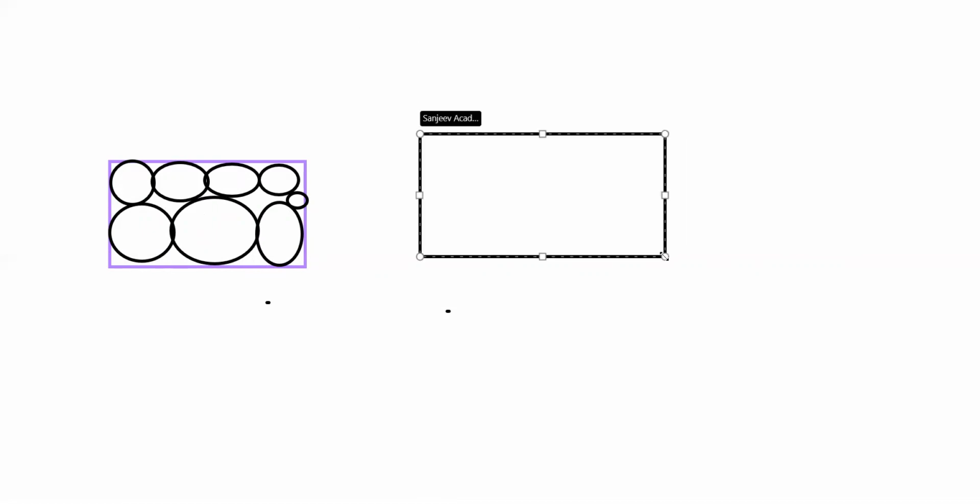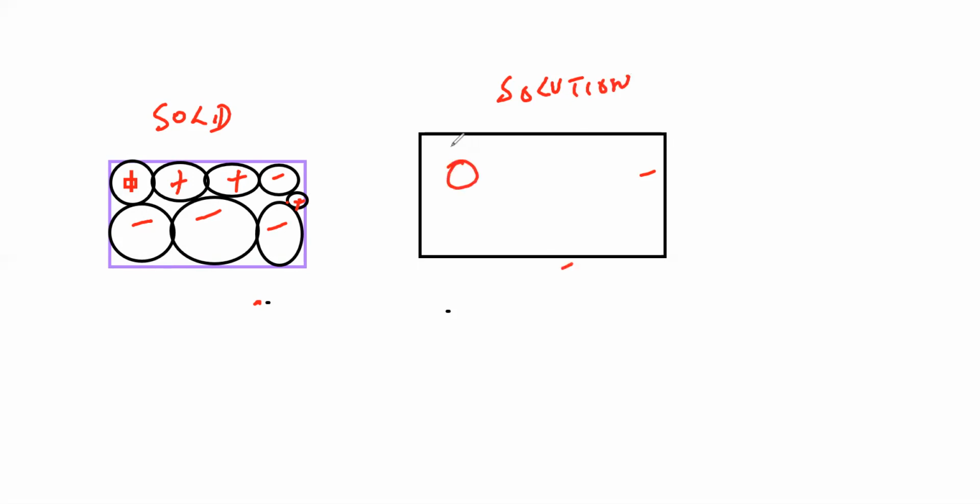Here I can put plus, minus, plus, minus, plus, minus. It doesn't matter for me. This is for the solid part. Whereas if it is in solution, what happens? There will be a mixture. There will be minus here, and plus somewhere there.